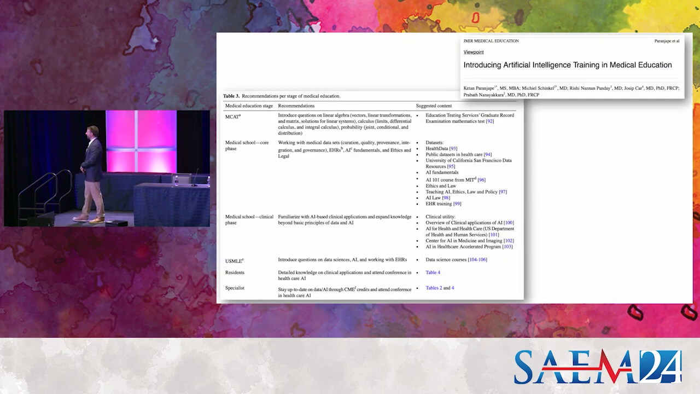But a different group came up with introducing artificial intelligence training in medical education and its role. You can see here from early medical education like the MCAT, there would be a role for it there and the content that it should introduce: medical school core phases, clinical phases, USMLE, appropriate education for residents and then specialists. And there are some suggestions there about how it might be used.